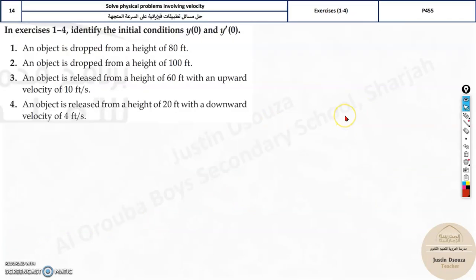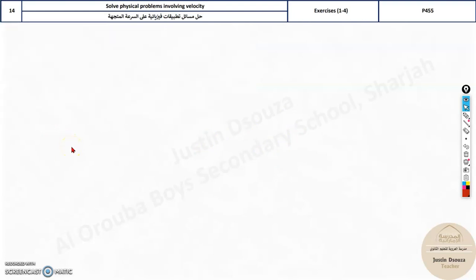The 14th topic is among the easiest of all in part 2. The only thing is, you need to find the initial position and initial velocity. We'll directly look into the problems. These are the questions. I'm sure by now you already know this concept, so it's better you try to do them by yourself. Please pause the video now and try to go through them at least. Now we will look at how to solve them.